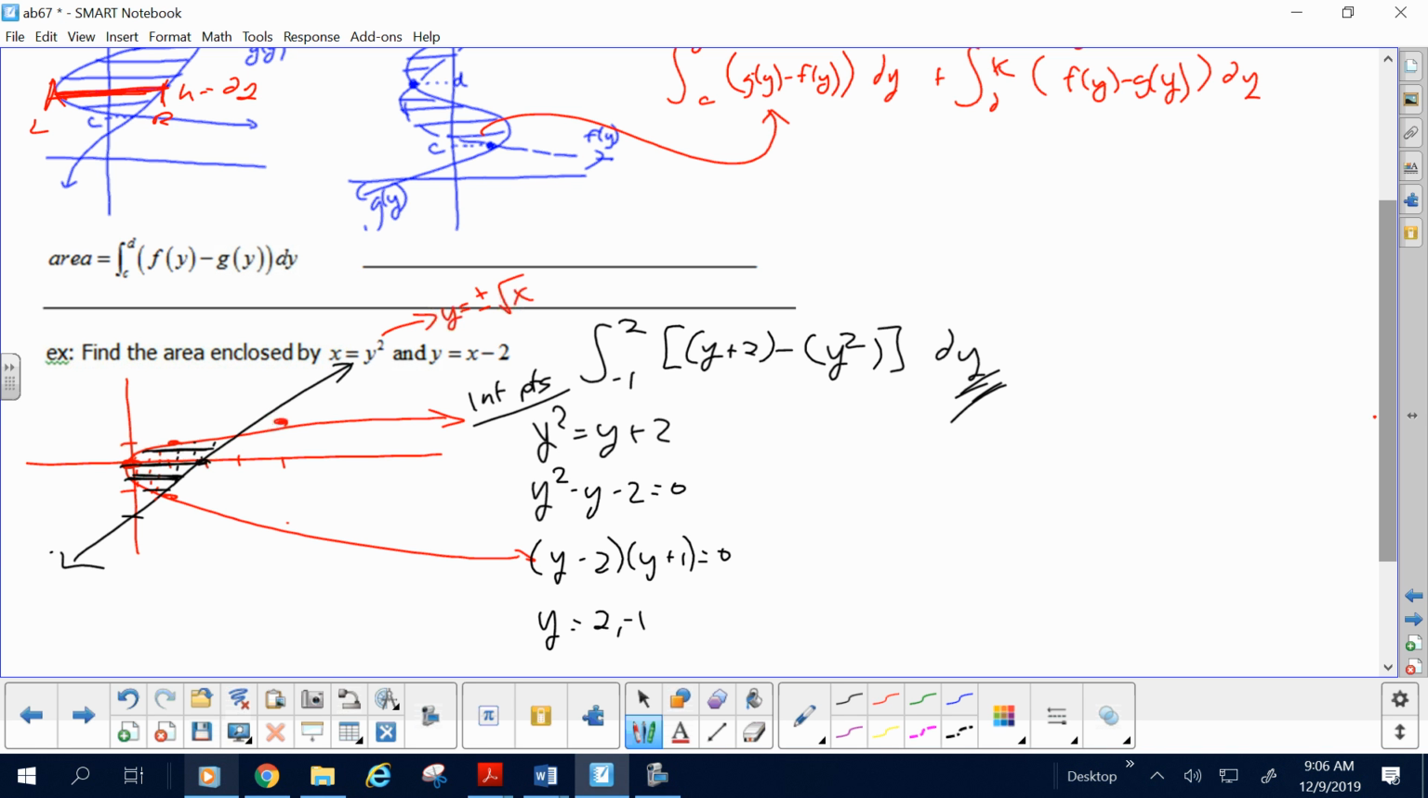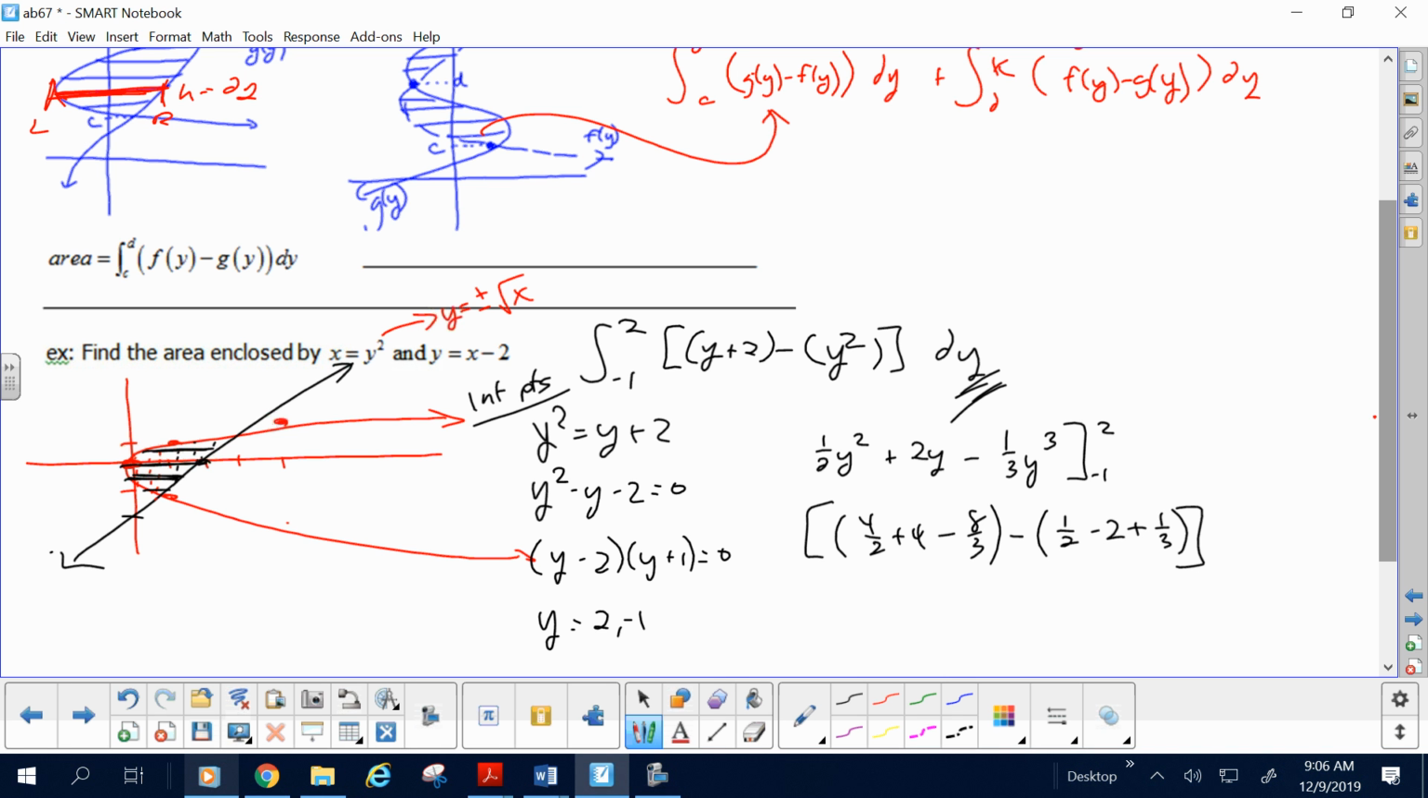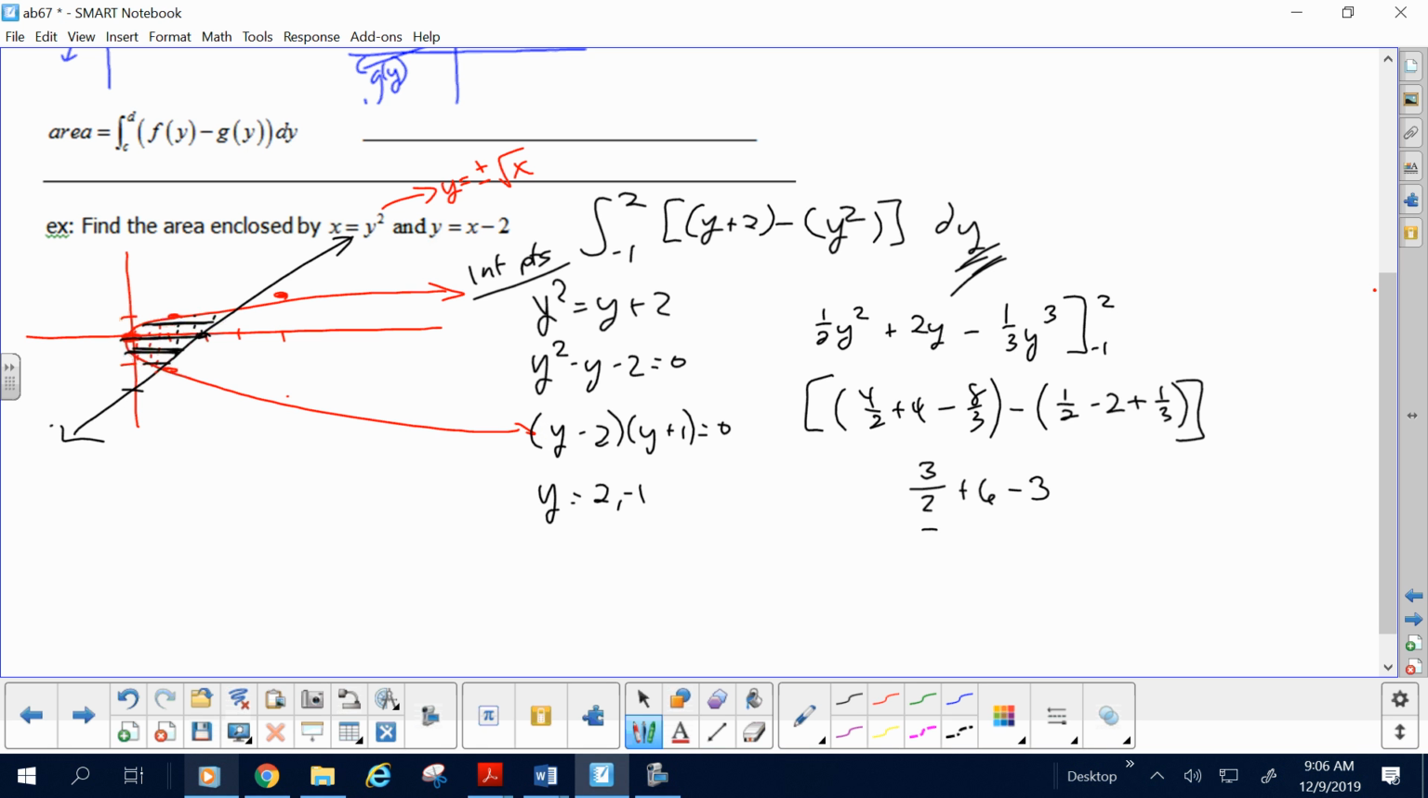Follow? Antiderivative of what? 1 half y squared. Antiderivative of 2. Antiderivative of y, negative y squared. Negative 1 third y cubed from negative 1 to 2. When I evaluate it at 2, I get 4 halves plus 4 minus 8 thirds. When I evaluate it at negative 1, I get 1 half minus 2 plus 1 third. The sum of the first is 3 halves. The sum of the second terms for both is 6. And the last is negative 8 thirds minus 1 third, or negative 9 thirds or 3. You follow me? Do you follow me?